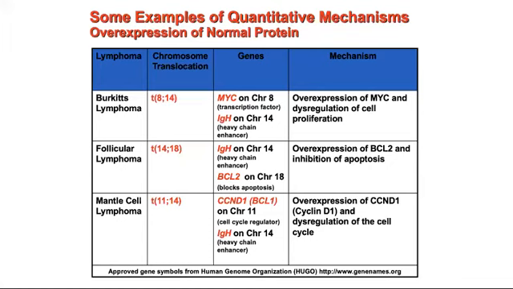Lastly, in mantle cell lymphoma, the translocation is 11;14. The genes involved here are the CCND1 gene on chromosome 11, which regulates the cell cycle, and the IGH, or immunoglobulin heavy chain gene, on chromosome 14. The translocation leads to the expression of cyclin D1 and dysregulation of the cell cycle.